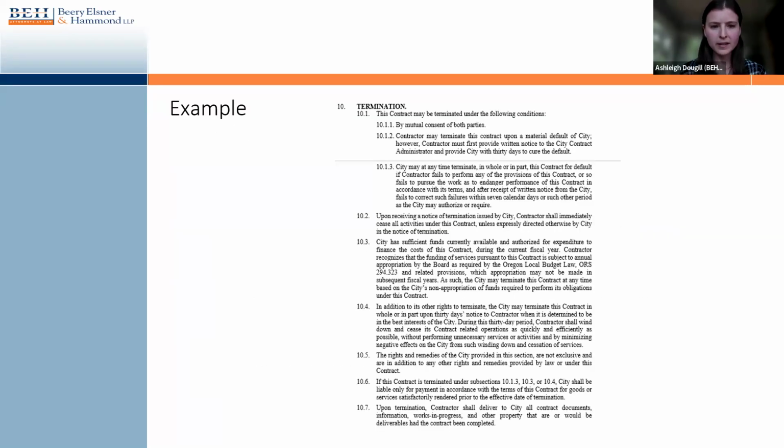So here is sample language again regarding termination. You can see in 10.1, there's examples of termination for cause. And then the rest of this section really lays out what happens as a result of termination, the steps that the parties are required to take, etc. And then in 10.4, you can see that's a termination for convenience. It says that the city may terminate this contract upon 30 days notice to the contractor when it's determined to be in its best interests. That would be, in my opinion, a termination for convenience.